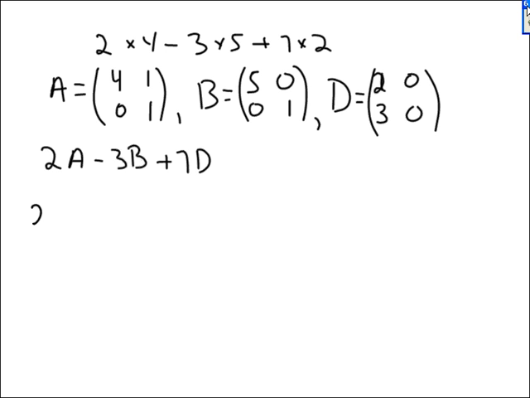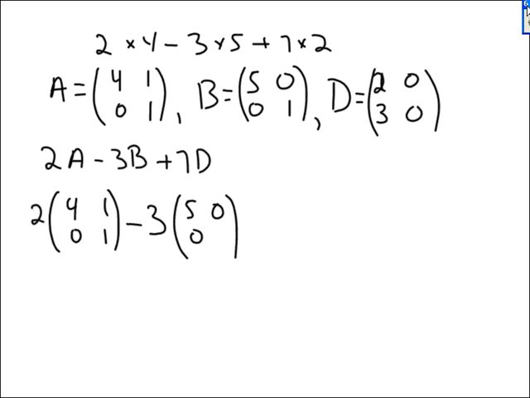Okay, so it is 2 times A, 4, 1, 0, 1, that's A, minus 3 times B, but B is 5, 0, 0, 1, plus 7 times D, which is 2, 0, 3, 0.